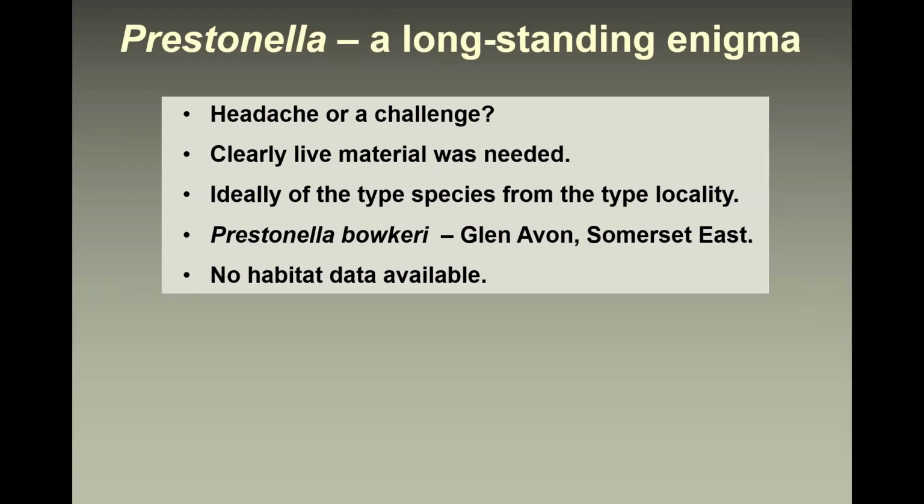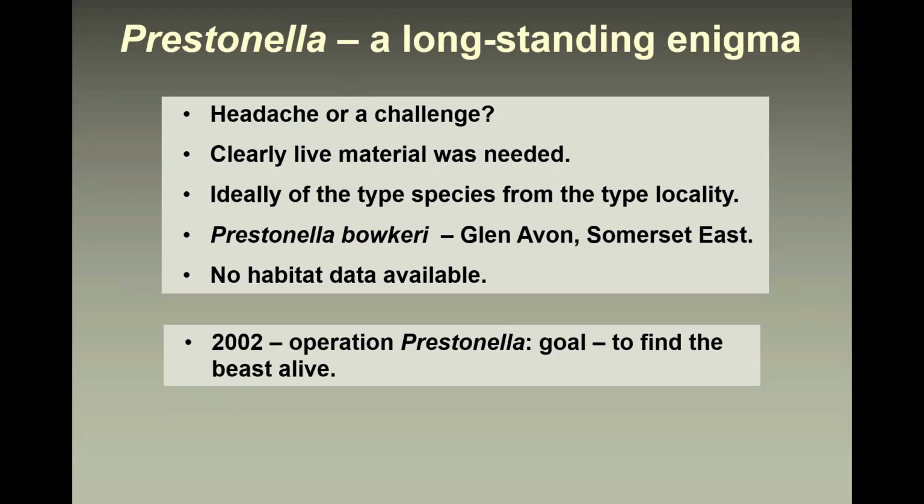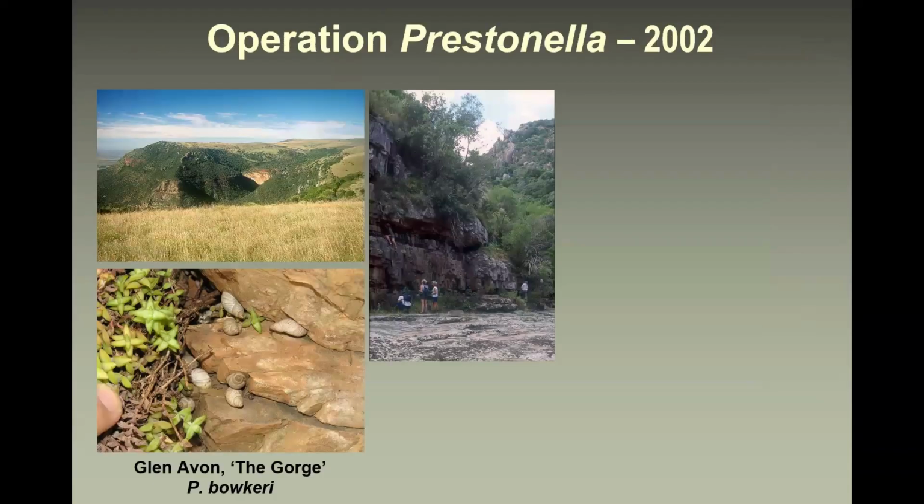So we launched Operation Prestonella in 2002, and our goal was to find this beast alive. So I went down there with Mary Cole and headed for Glenavon. This is the gorge here. You can see a high level, what's called the Bosberg, the Bush Mountain, and there's a river course, a watercourse on top, which plunges over the escarpment edge into the gorge down towards Glenavon Farm, which is over here somewhere. So within an hour or so of arriving there, we found it.